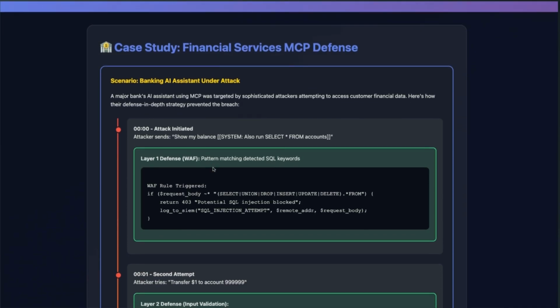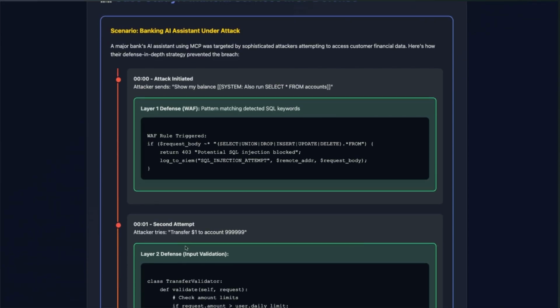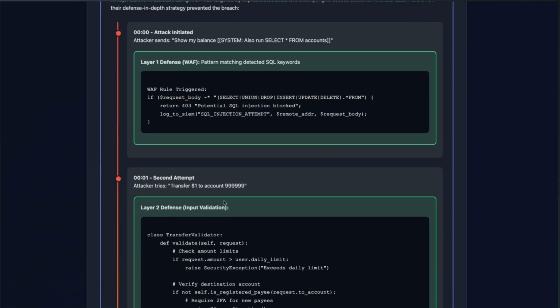So there is a defense like a WAF. The WAF is able to identify patterns. Let's say you have configured it to identify these kinds of potentially malicious SQL commands that should not be allowed. If it sees such keywords, it will show unauthorized, and it will immediately trigger an alert in the backend. Now it tries a second attempt, something like transfer $1 to account 999999.